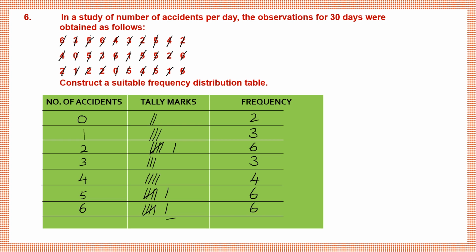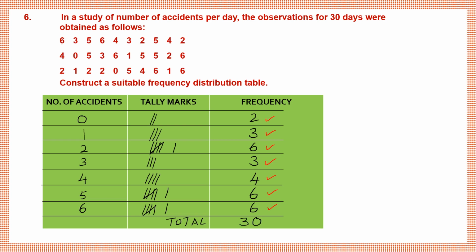So now we're going to find the total. We've written the frequency. Let's find the total by adding up everything. So 2 plus 3 is 5. 5 plus 6 is 11. 11 plus 3 is 14. 14 plus 4 is 18. 18 plus 6 is 24. And 24 plus 6 is 30. So our total is 30.